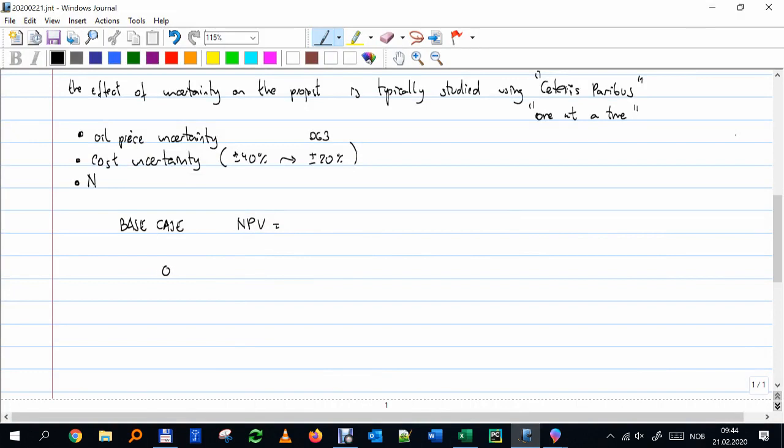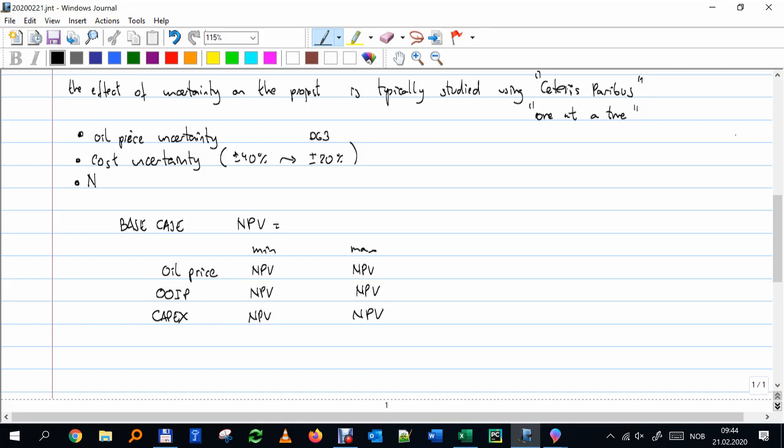You have oil price, and you have the minimum and maximum, and you have the NPV of that minimum and the NPV of that maximum. You have also the original oil in place, or the Q, with NPV minimum and NPV maximum. You have the capex, for example, cost, and also the NPV.